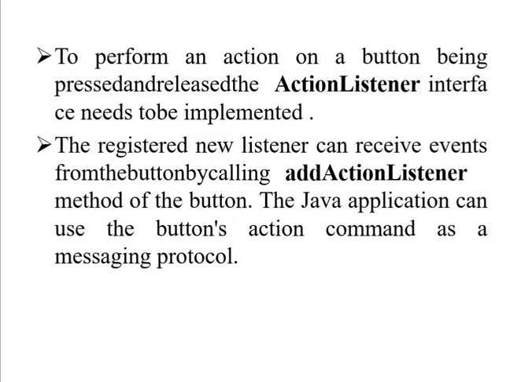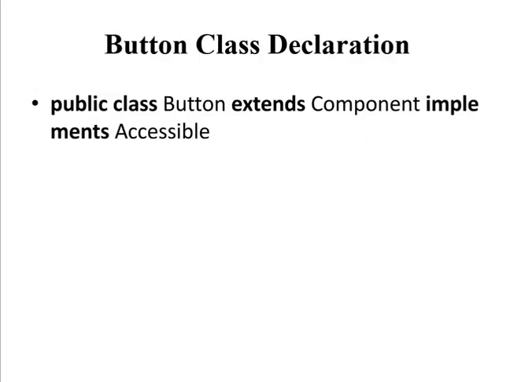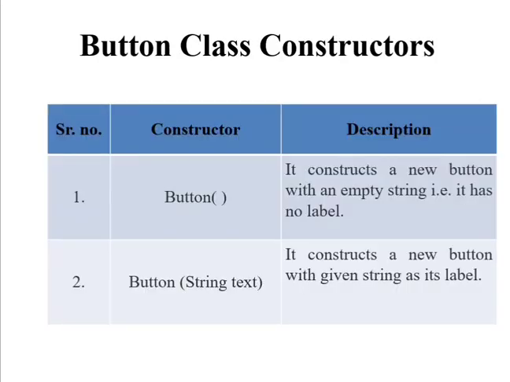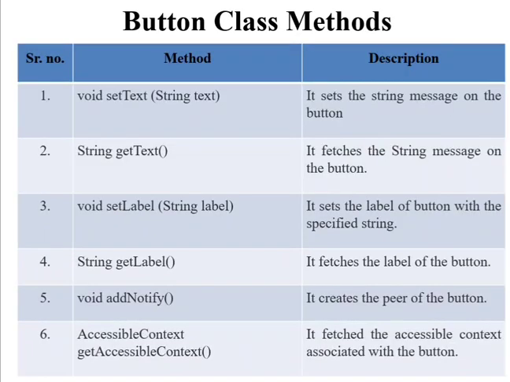Next is the Button class methods. First method is void setText(String text), which sets the string message on the button. Next is String getText(), which fetches the string message on the button. Next is void setLabel(String label), which sets the label of the button with the specified string. Next is String getLabel(), which fetches the label of the button. Next is void addNotify(), which creates the peer of the button. Next is AccessibleContext getAccessibleContext(), which fetches the accessible context associated with the button.